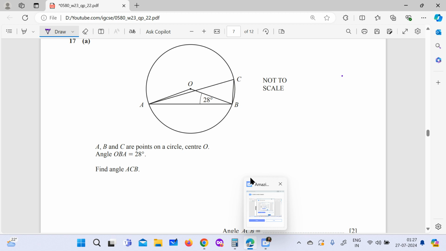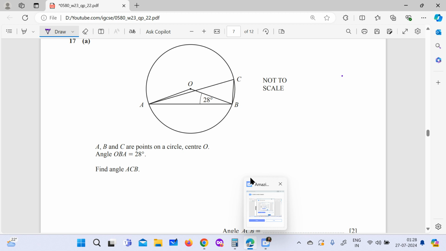So this is the center of the circle. A, B, and C are points on a circle, and O is the center given. Angle OBA is 28 degrees. Find angle ACB.